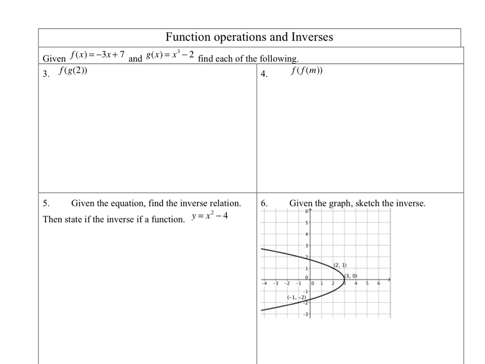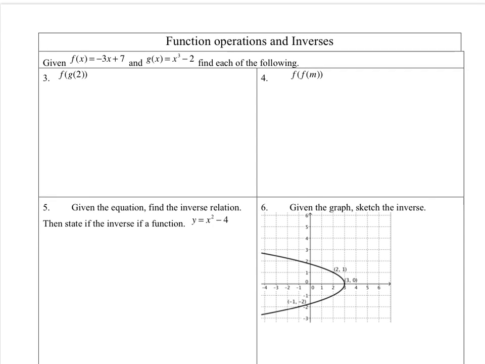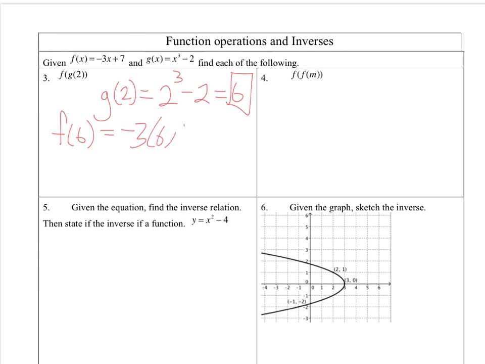For number 3, we're dealing with some function operations. We're going to find f of g of 2, and I'm given 2 functions up above. First off, I'm going to find g of 2. And g of 2 is going to be 2 cubed minus 2, which is 6. And I'm going to take this and plug this into f. So f of 6 is going to be negative 3 times 6 plus 7, or negative 11.